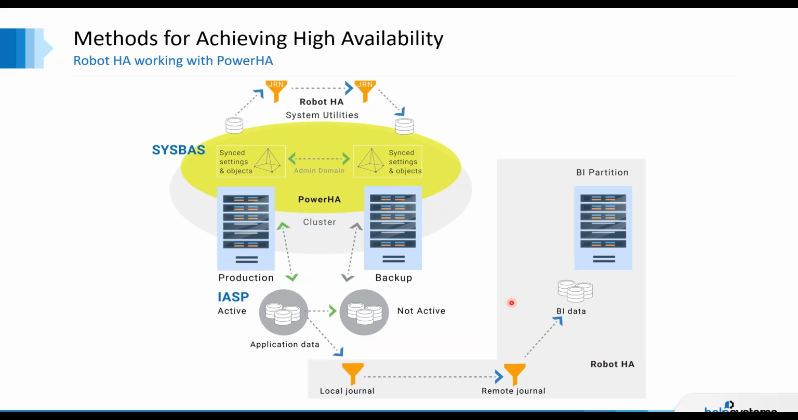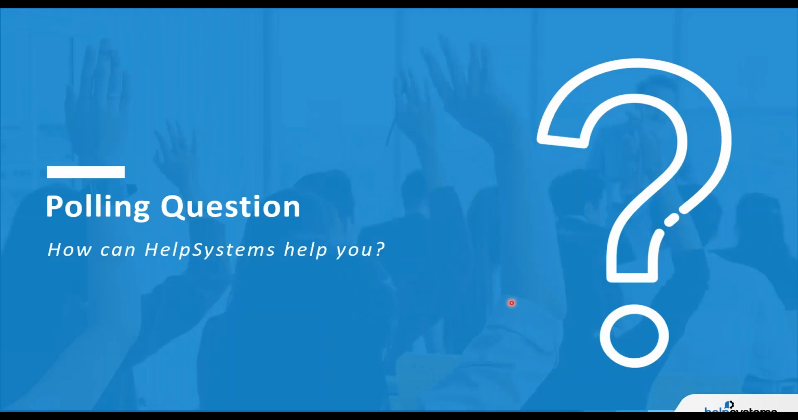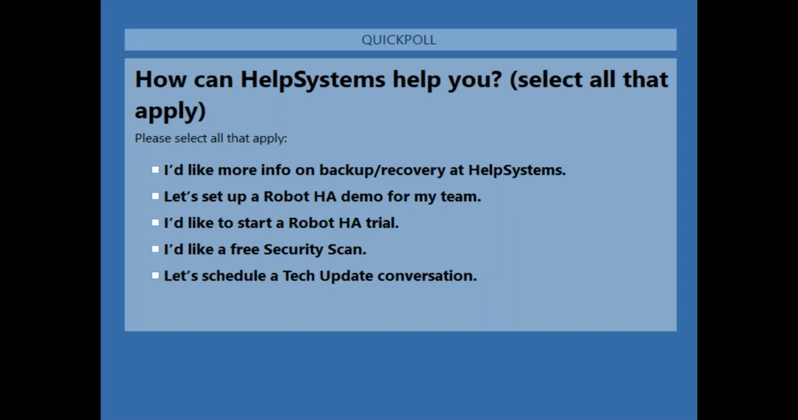And Chuck, over to you for our last polling question. All right, I'm going to launch our next polling question. How can we help you? Maybe you'd like more information on backup and recovery at Help Systems. Let's talk about Robot HA. Maybe you'd like to start a Robot HA trial. You'd like a free security scan. Highly recommend that for anyone. Free service. And maybe a tech update conversation with either me or Tom or Ash about the technology that you own and where it's going, and what some of our other resources are that might benefit you.